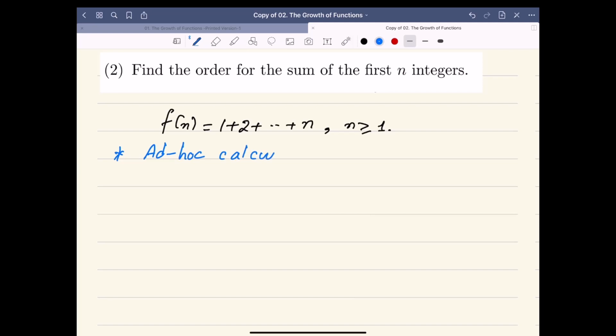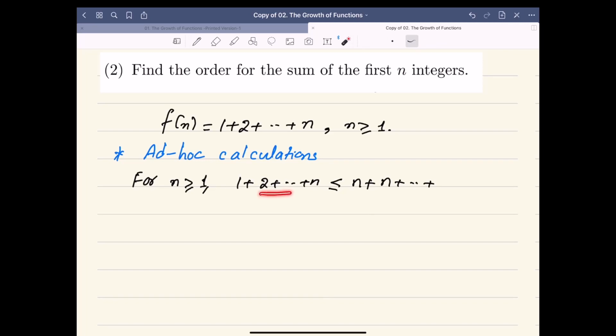We start the calculations by saying for n greater than or equal to 1, we have 1 plus 2 up to n is less than or equal to... Now if I replace 1 by n and also replace 2 by n, in other words, replace every term in the summation by n, then we will have this equation on the right hand side.